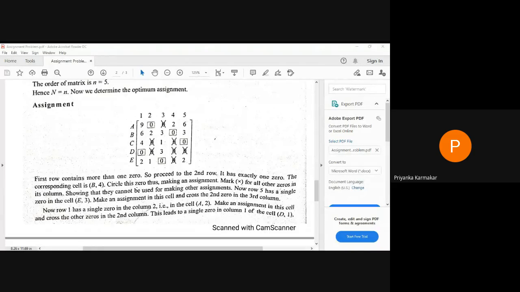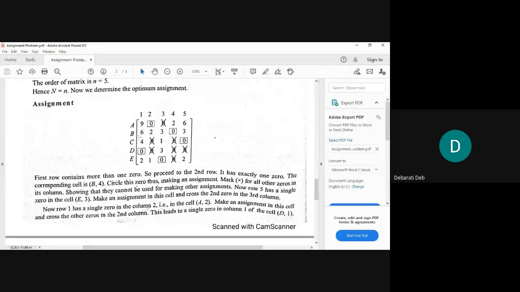C. Okay. It is C, right? C is having a perfect 0. Quickly circle that. That means job number 5 will be assigned to machine C. And this 0 is falling in the fifth column. There is one more 0 in this column. Cross that 0. That means job number 5 cannot be assigned to any machine other than machine C.